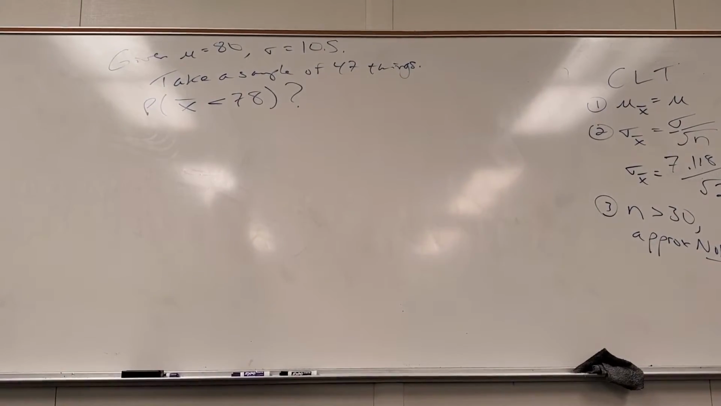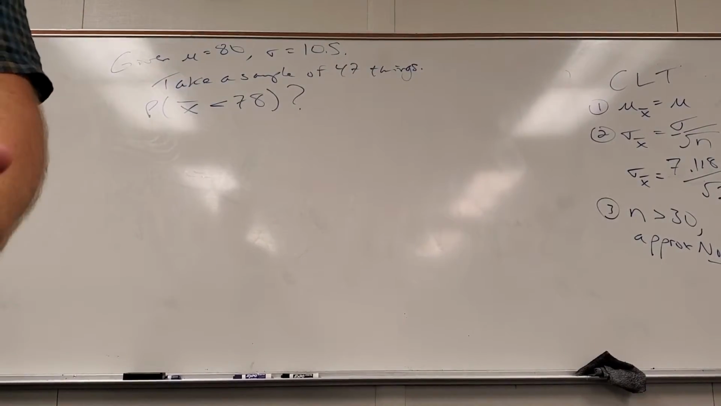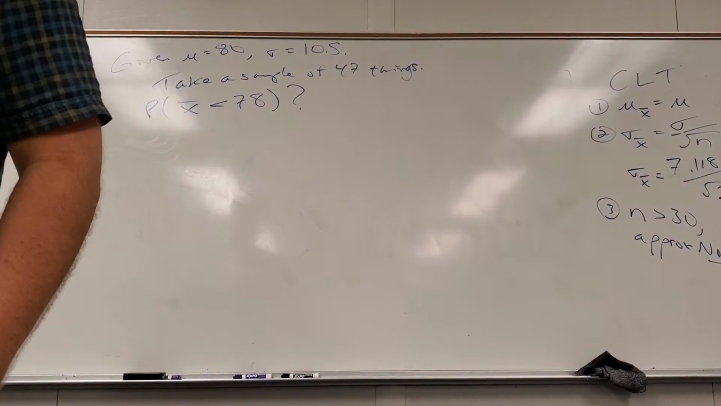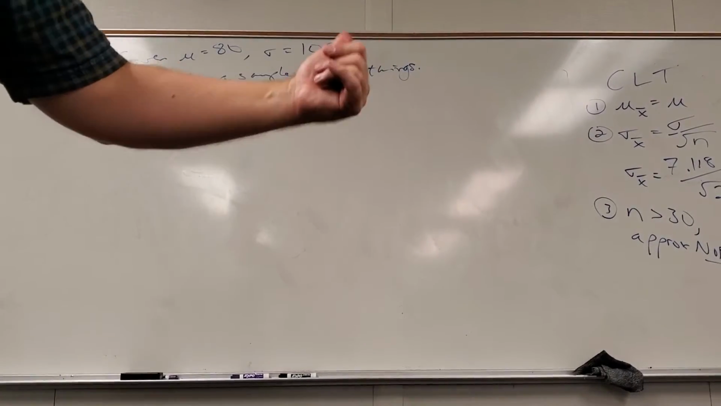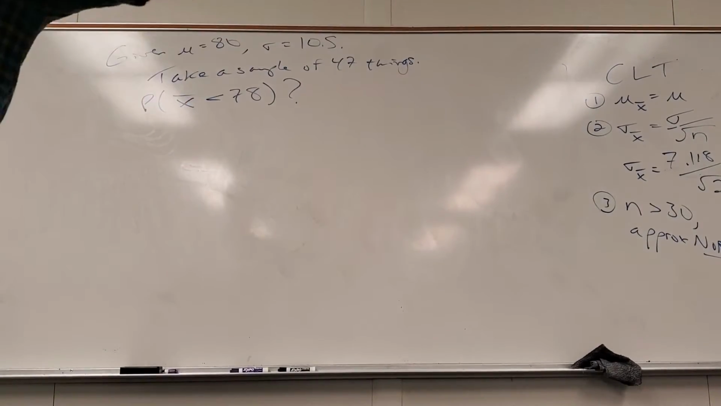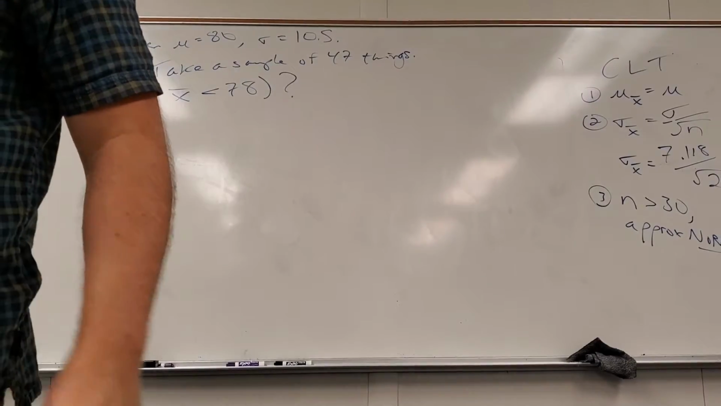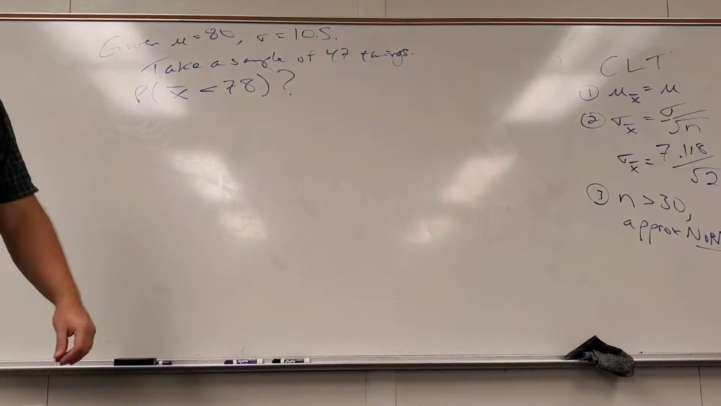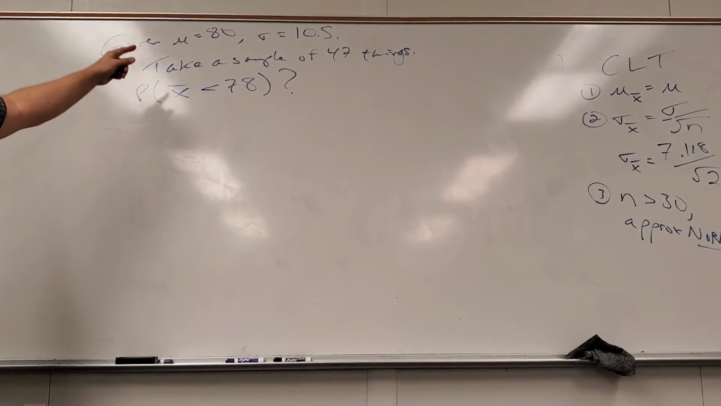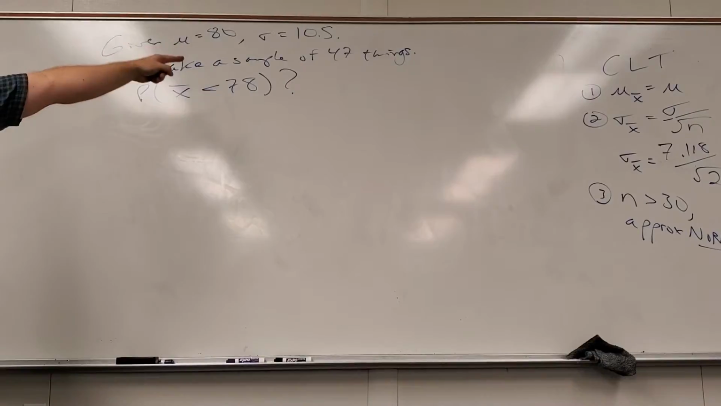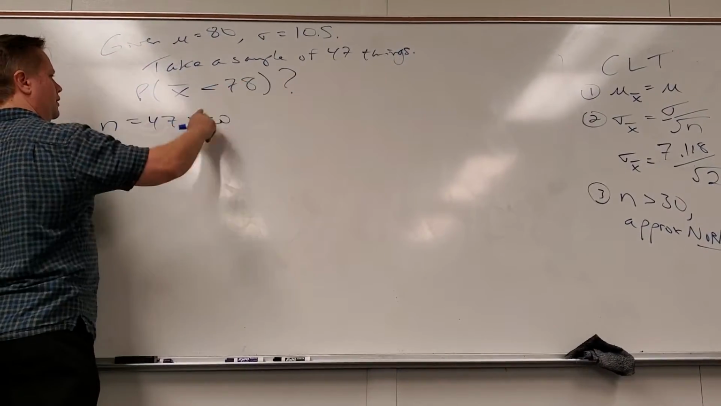Now, what is it about this problem that tells me I can eventually get the answer? And where's the answer going to come from? What's the last step going to be for this kind of problem? Look on the chart, yes. And I can only use it if I know the distribution is normal. What is it about this problem that tells me I can do any of that? N is greater than 30. 47, which is bigger than 30. Good old chicken lettuce tomato says you can do it.